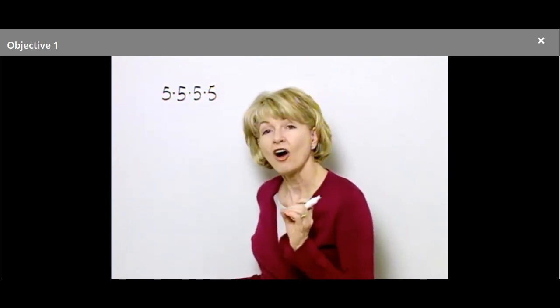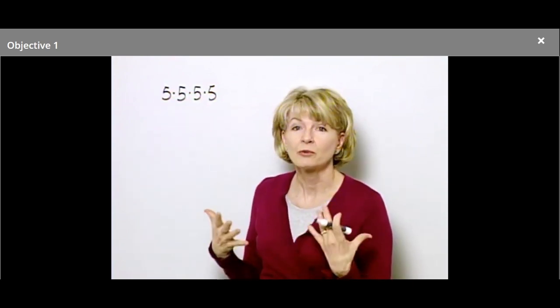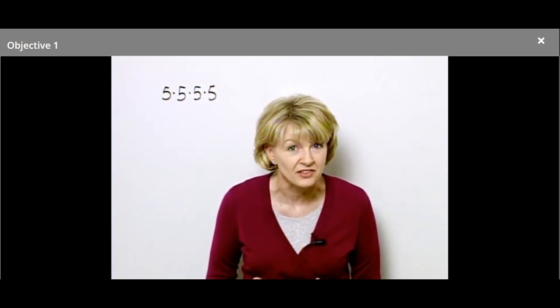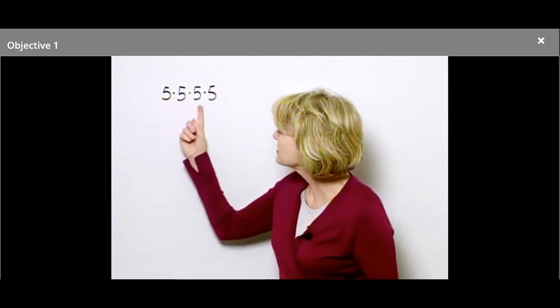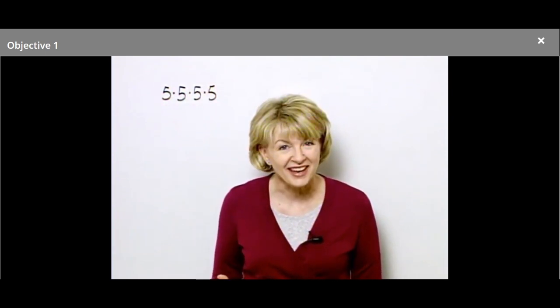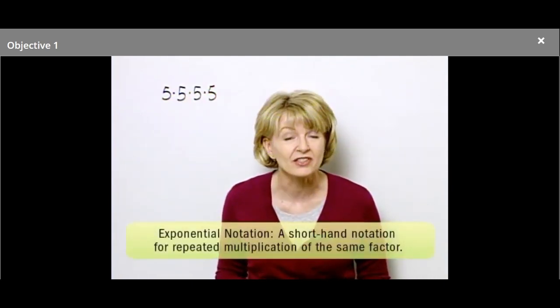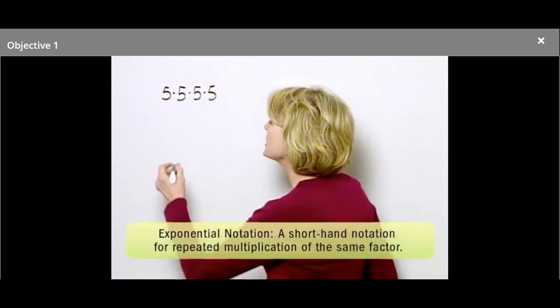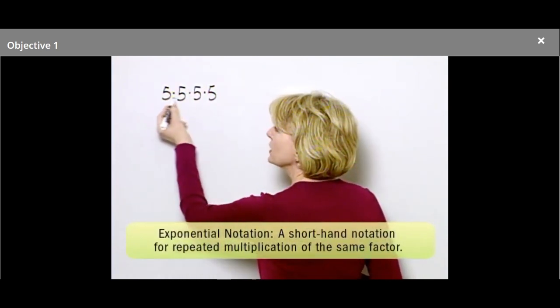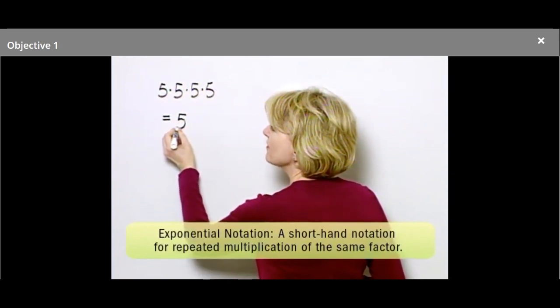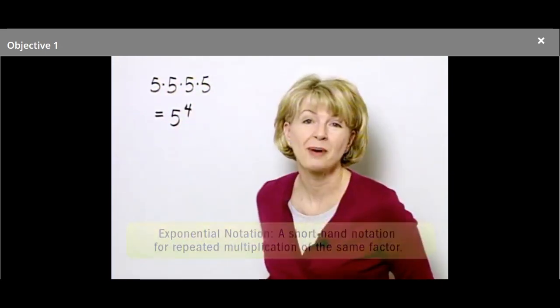First of all, often in algebra, we have something where repeated multiplication of the same factor occurs. For example, notice this is repeated multiplication of the same factor. We have a shorthand notation we can use for this repeated multiplication, and that is exponential notation. Using a shorthand notation, we can say that this is 5 to the 4th power.